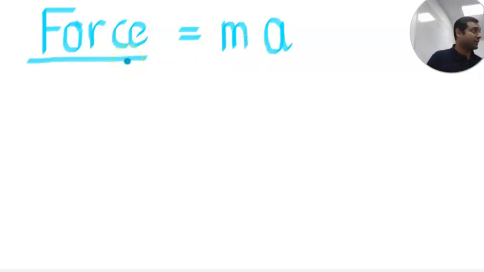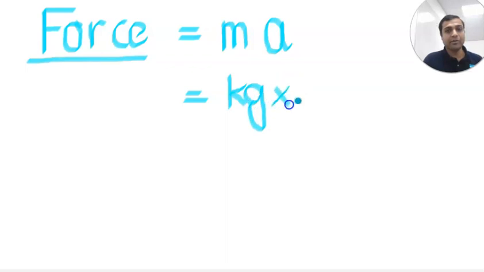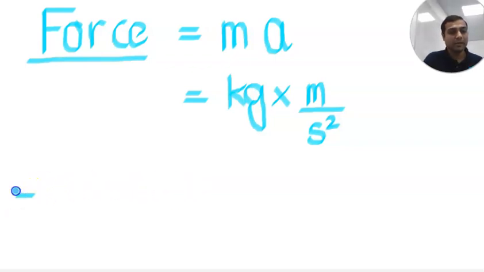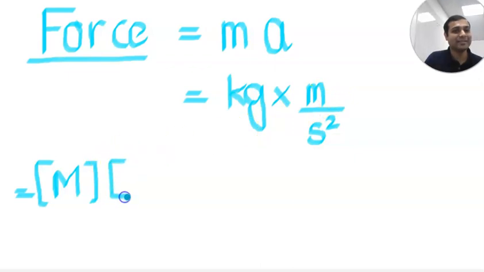I know force is Newton, but Newton doesn't help me a lot. ma is going to help me. The unit for m is kilogram, so I'm just going to write down kilogram. The unit for acceleration is meter per second square. Once I write down the units, I will convert the units into dimensions. Kilogram is M. This small m is a length, meter, so do not confuse that one with the big M.